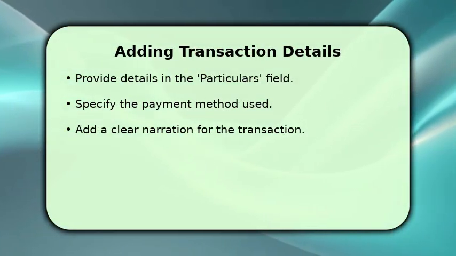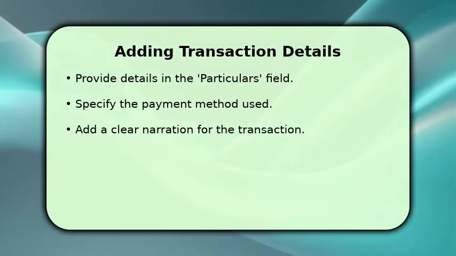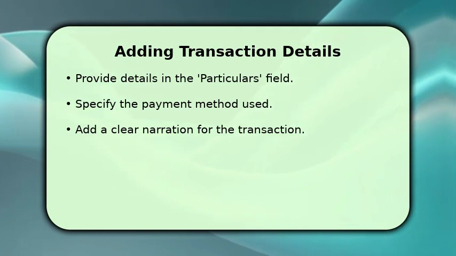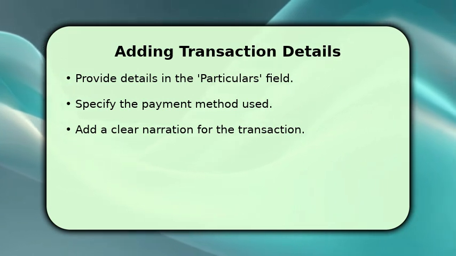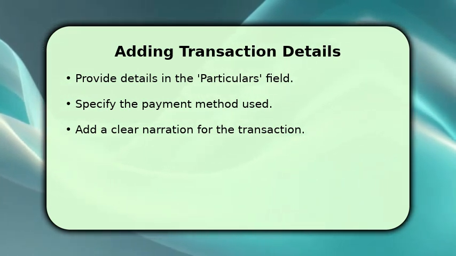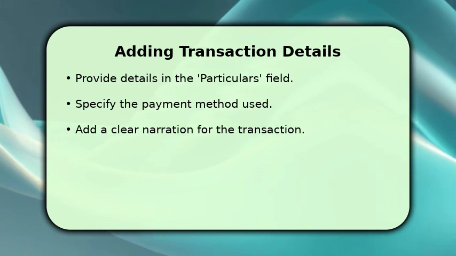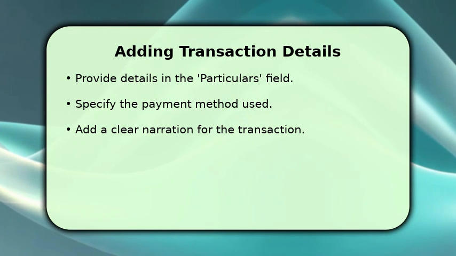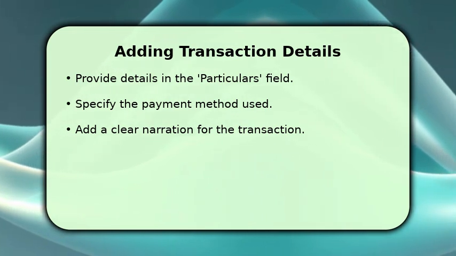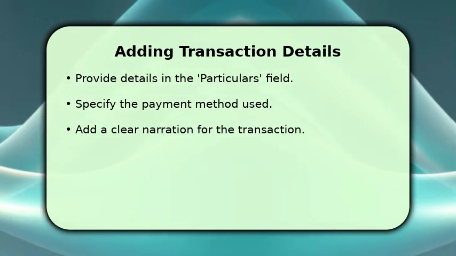Now move to the Particulars field and provide a clear description of the transaction, like payment for services or advance from customer. Then, specify the payment method, whether it was cash, check, or an electronic transfer. Finally, add a concise narration that explains the purpose of the receipt. This helps maintain detailed and understandable records.